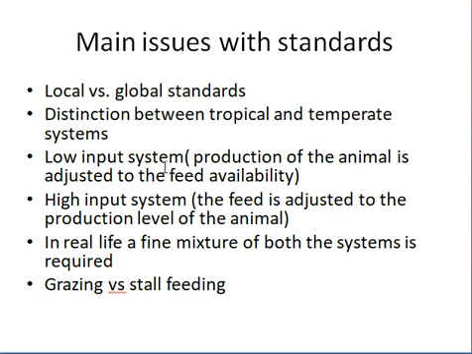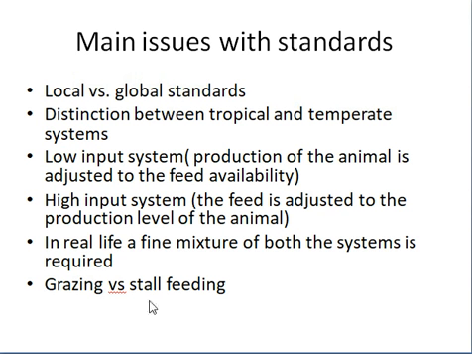Another distinction is low input system and high input system. In a low input system, the production of the animal is adjusted to the feed availability. The animal would produce according to the feed made available to it. And in a high input system, we have a lot of feed and the feed is adjusted to the production level of the animal. So we decide according to the production of the animal how much feed the animal needs. In real life, these two systems do not exist. In a real life situation, we need a fine mixture of both systems and then we need to decide our own standards.